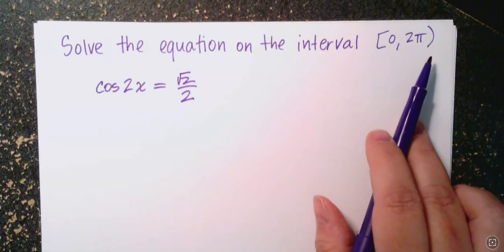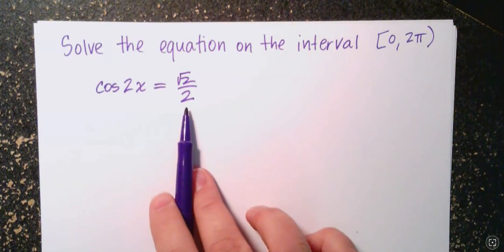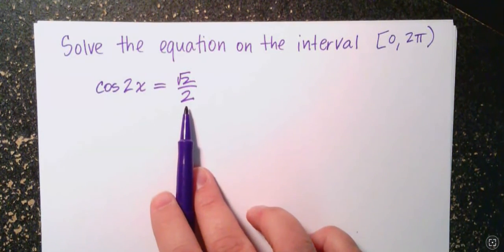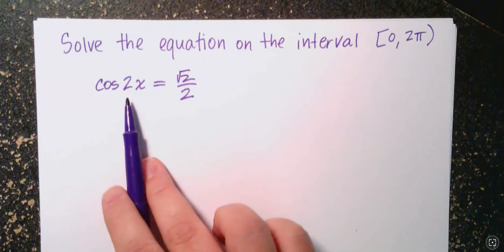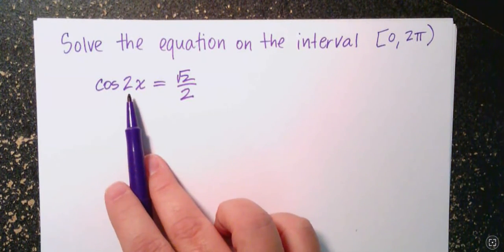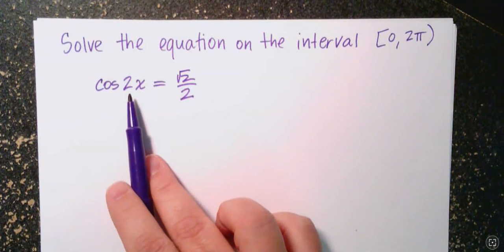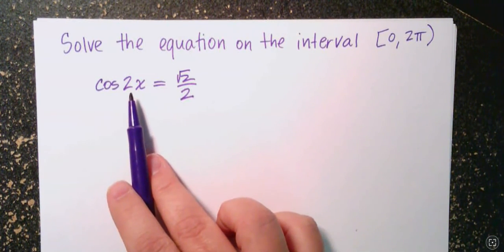Okay, so here's the problem with this one. This is a unit circle value. I'm ready to solve it, but then I notice, oh wait, this says 2x. I can't just say, let me do inverse cosine and I'll get x. This is a double angle. So am I supposed to use a double angle formula? What am I supposed to do with this?